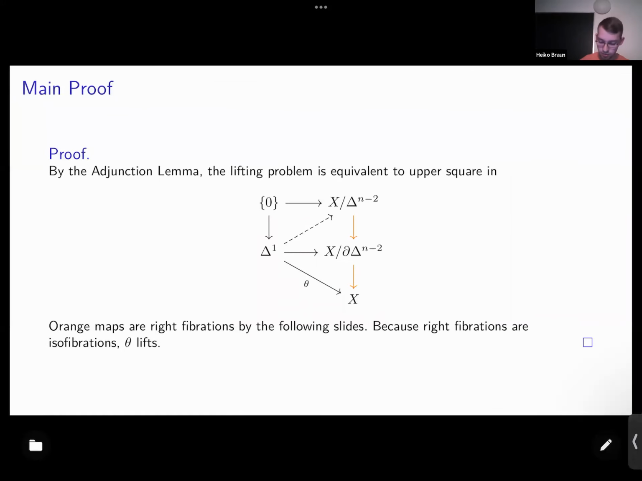And in order to do that, we can just restrict ourselves to the general case of p slice j, and we need to show that this is a right fibration. And if we have that, then by the first lemma we had on the second slide or something, theta will lift to the top, and the lifting theorem of Joyal is proven.